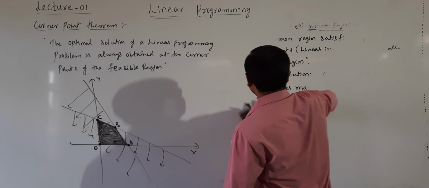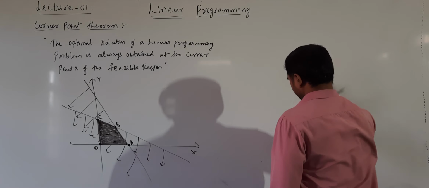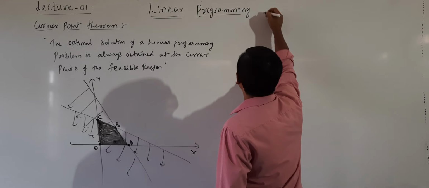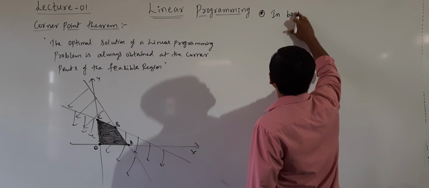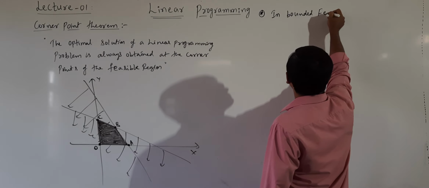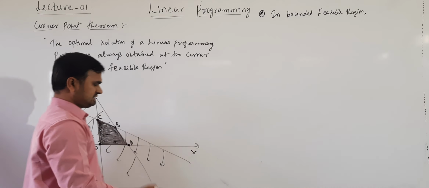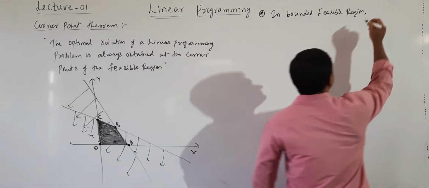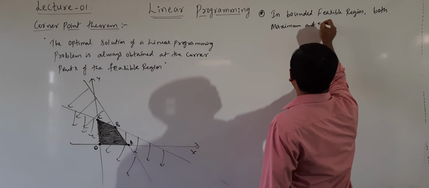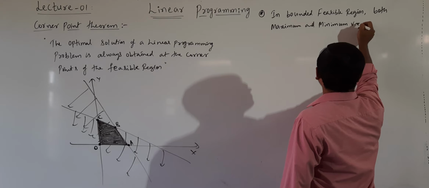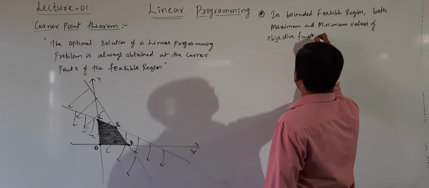Now, the feasible region may be bounded or unbounded. If it is bounded, so in the case of a bounded feasible region like this, both the maximum and minimum values of the objective function z exist.